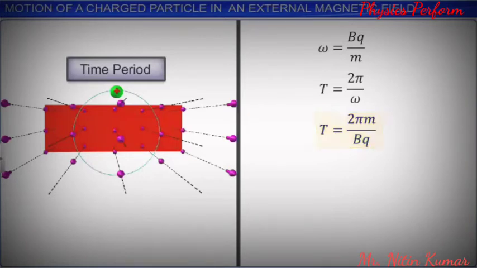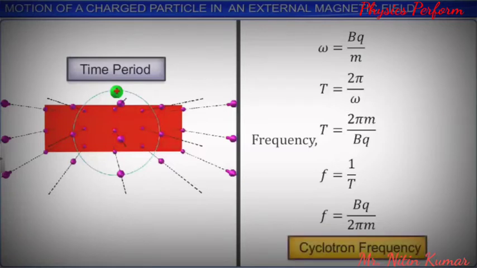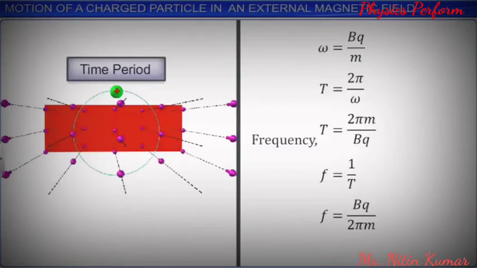The reciprocal of time period is called frequency. That is, f is equal to 1 by T. Substituting T in the expression, we get f is equal to BQ by 2 pi m. This frequency is called cyclotron frequency. Cyclotron is a particle accelerator, which we will discuss in another module.